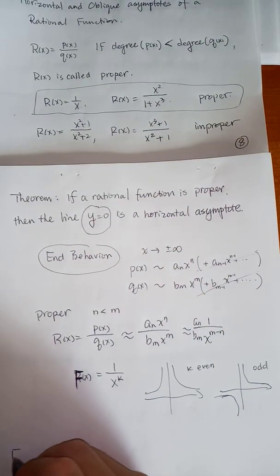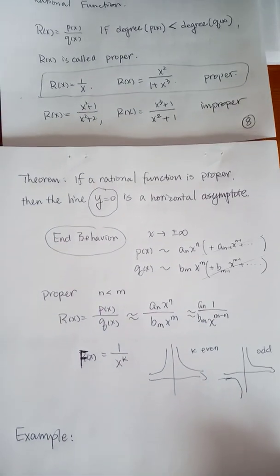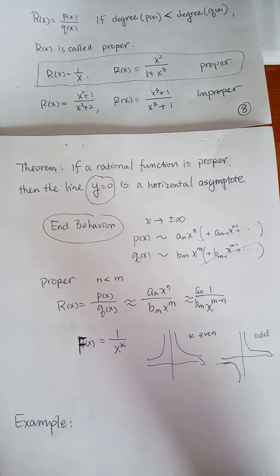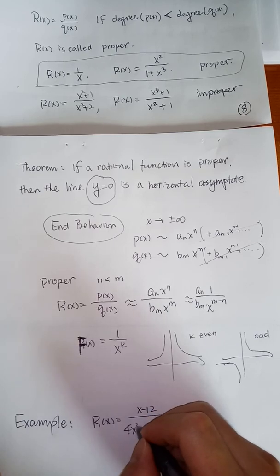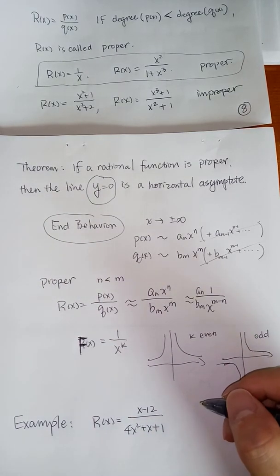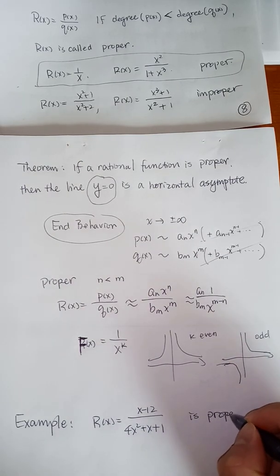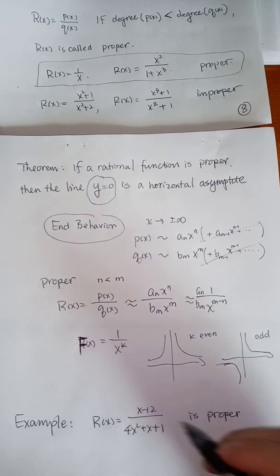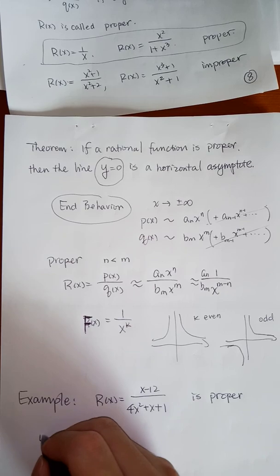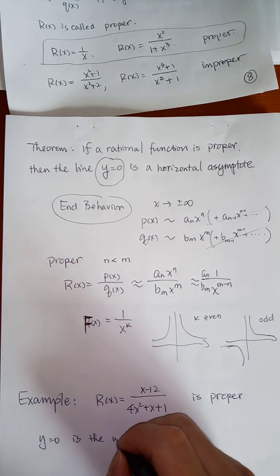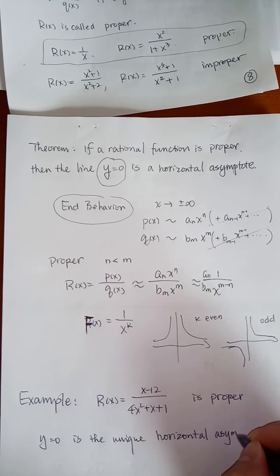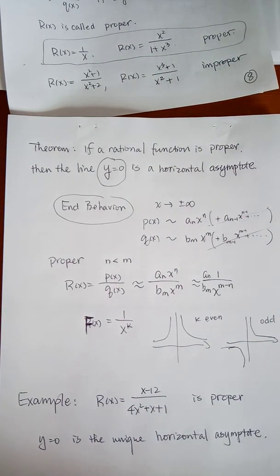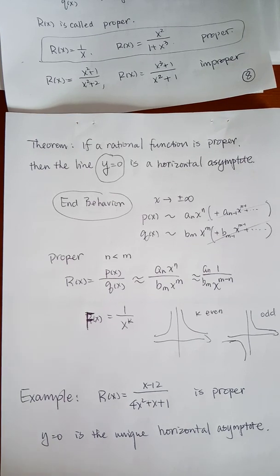So the example will be very simple because we only study the proper rational function. If we have R equal to (x minus 12) over (4x squared plus x plus 1), this is proper. You just check the degree. Degree of the numerator is 1, degree of the denominator is 2. So it's proper. When it is proper, then y equal to 0 is the unique horizontal asymptote. You just pick up whatever proper function, you will always get y equal to 0 as a horizontal asymptote.